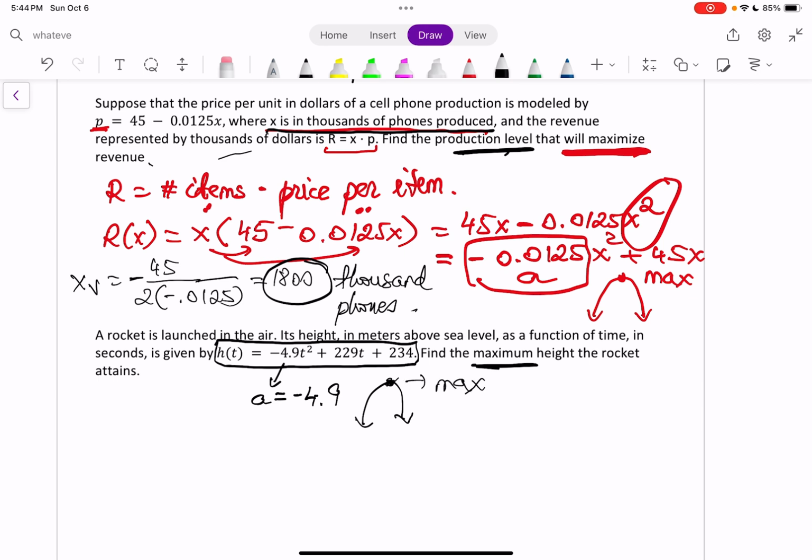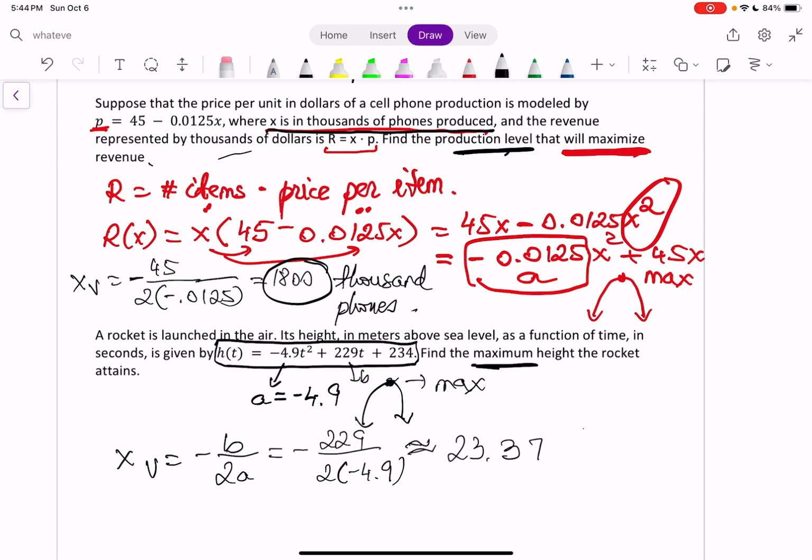Okay, so to find the x-coordinate of the vertex, we use the same formula. Our b is 229. a is negative 4.9. There's your b. And put this in your calculator. 229 divided by 9.8, which is 4.9 times 2. So that's about, I'm getting a decimal value, 23.37. I'm going to round this off. Okay.